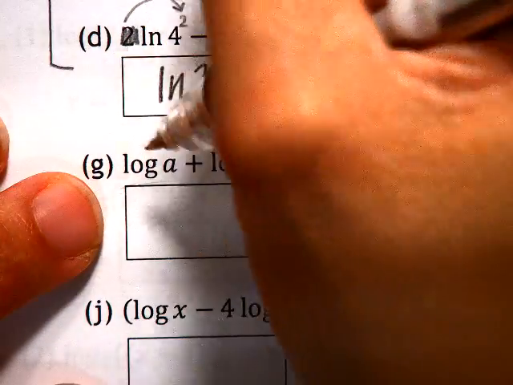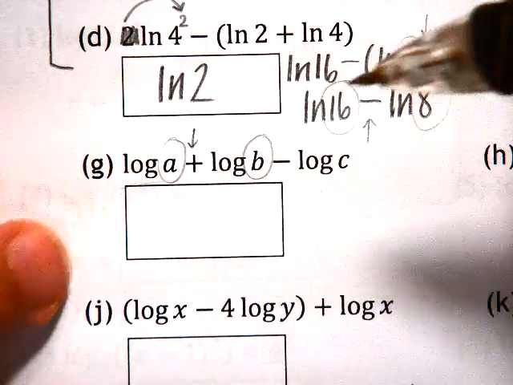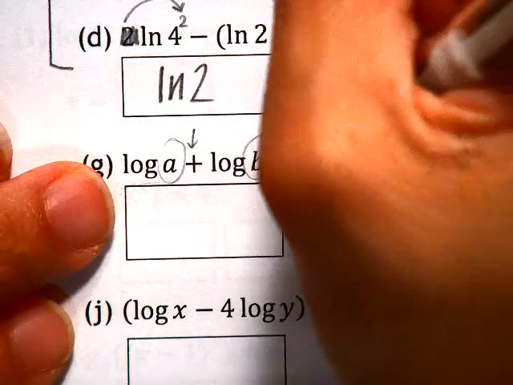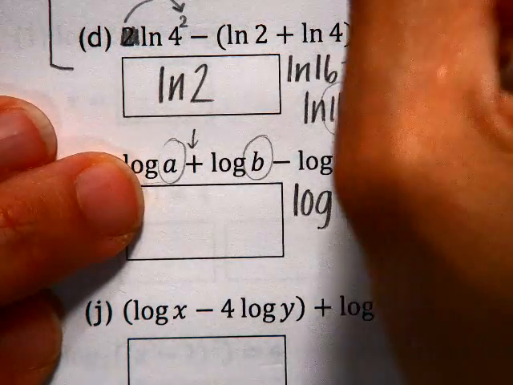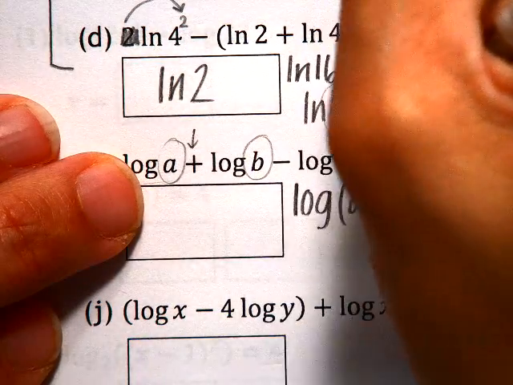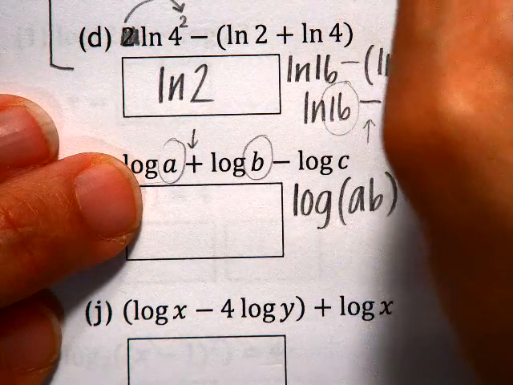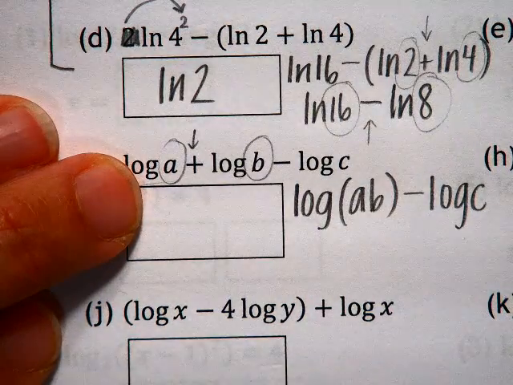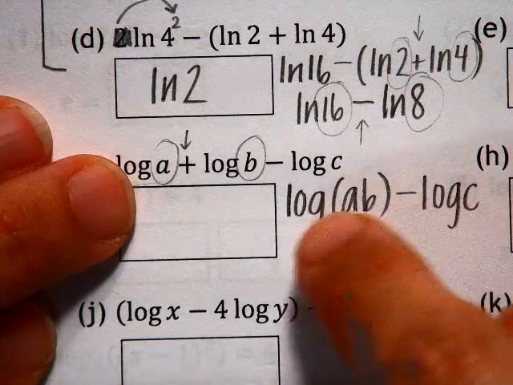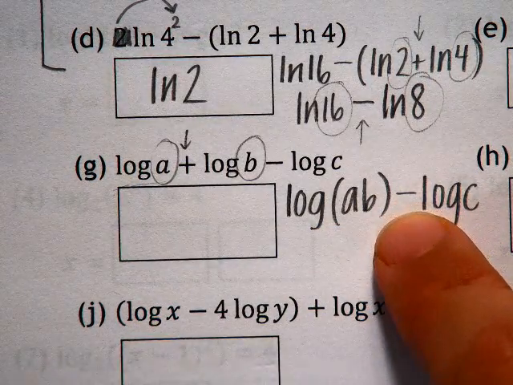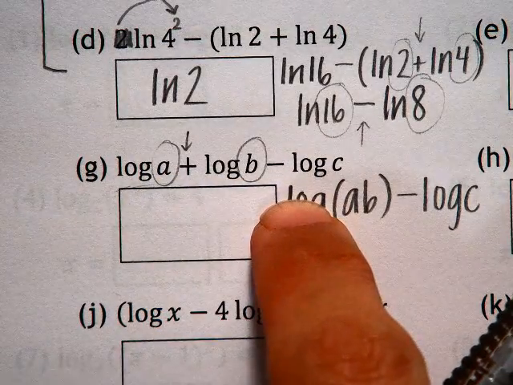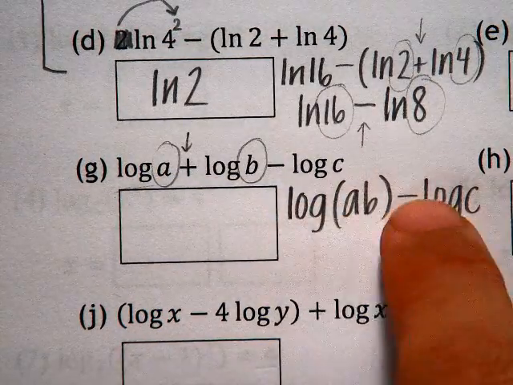Plus means multiply, so I'm going to multiply A times B. I don't have to do anything with the log, but the log still needs to be there. So log of, as a quantity, AB. Now I still have the minus sign and I still have log C, so that's still there, but notice I have condensed the problem a little bit. Condensed means shorten. I had 1, 2, 3 separate logs, now I'm down to 2 logs.